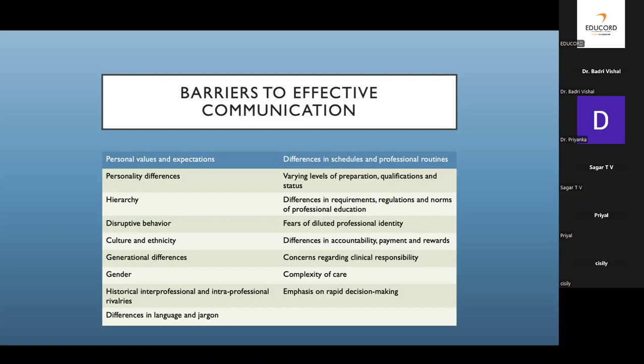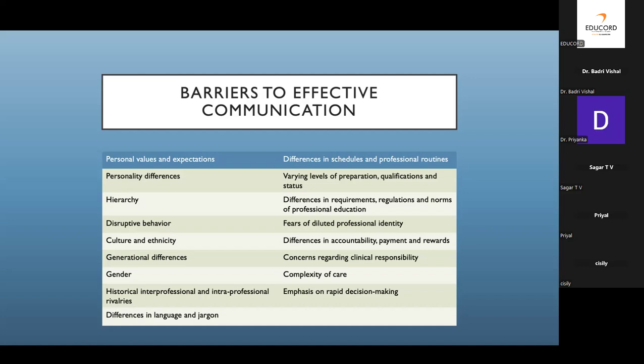Difference in schedules and professional routines, varying levels of preparation, qualification and status, difference in requirements, regulation and norms of professional education, fears of diluted professional identity, differences in accountability, payment and rewards, concerns regarding clinical responsibility, complexity of care, and emphasis on rapid decision making.